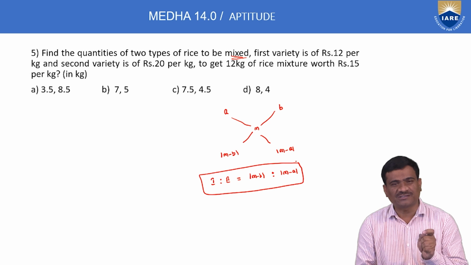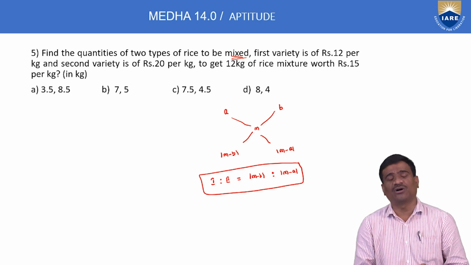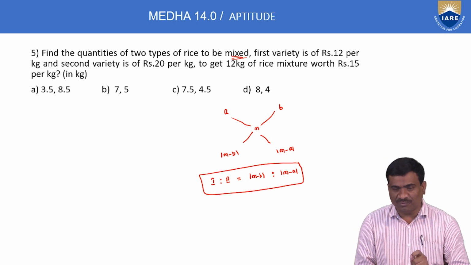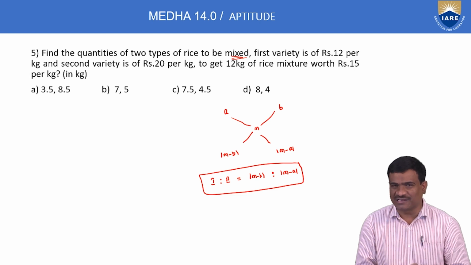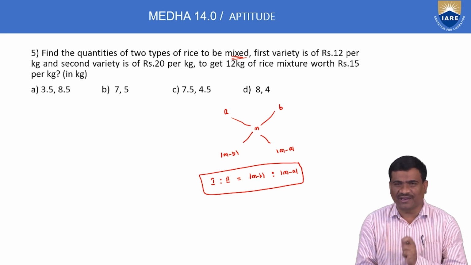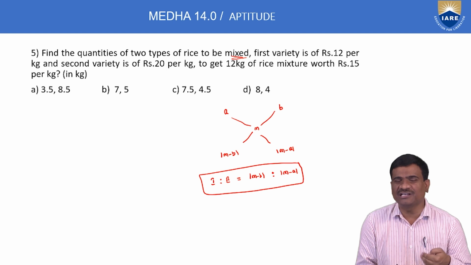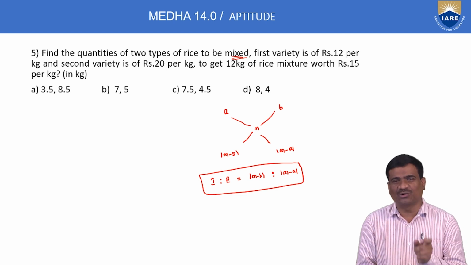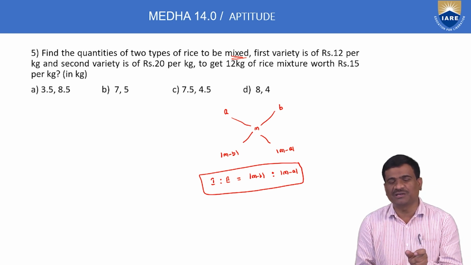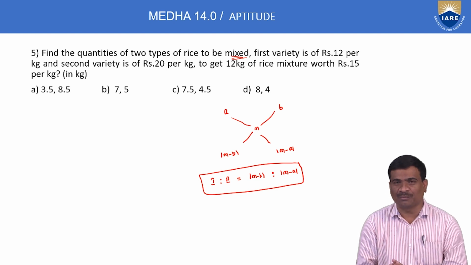Where A is the first variety cost price or volume, B is the second variety cost price, and M is the mixed variety. Then type 1 is to type 2 is equal to modulus of M minus B is to modulus of M minus A.